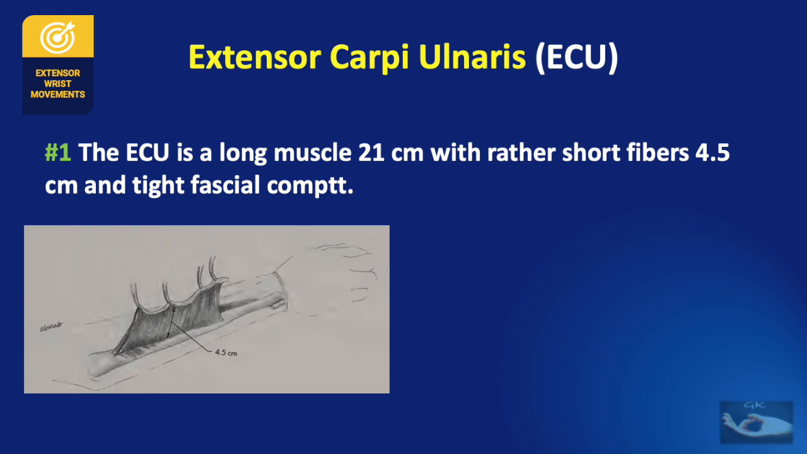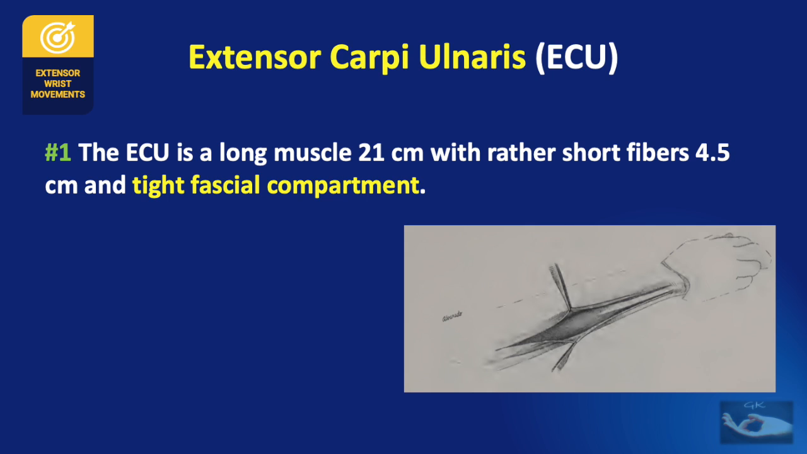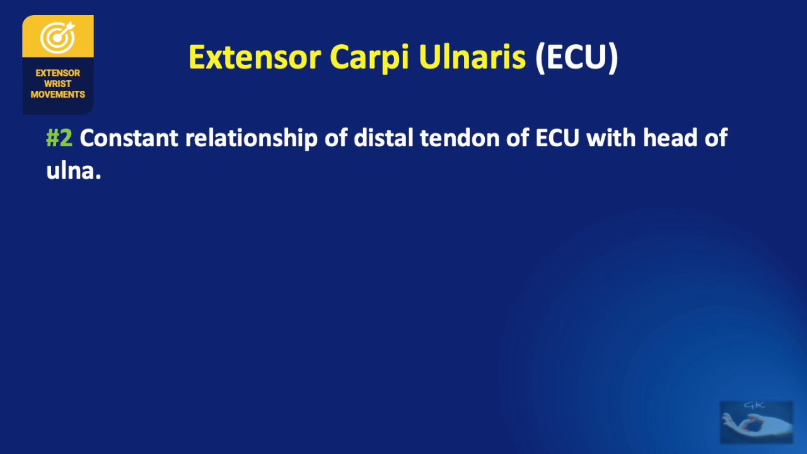The first point we need to remember about the extensor carpi ulnaris is that it is a long muscle, almost 21 centimeters, with rather short fibers of around 4.5 centimeters length only, and this muscle is present in a tight fascial compartment. The second important point to remember is the constant relationship of the distal tendon of the ECU with the head of the ulna.